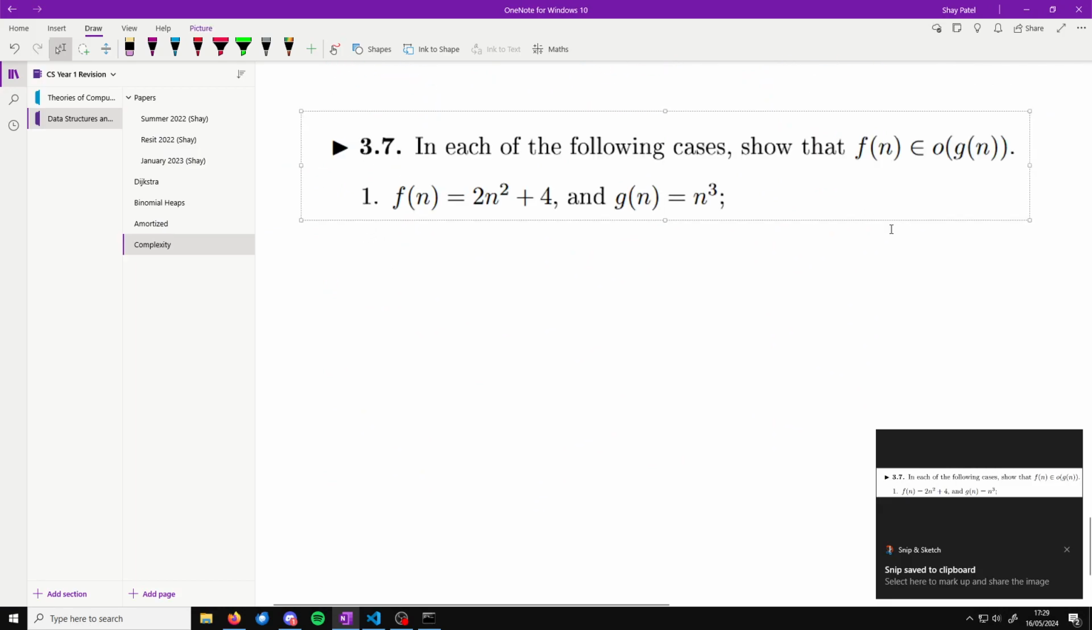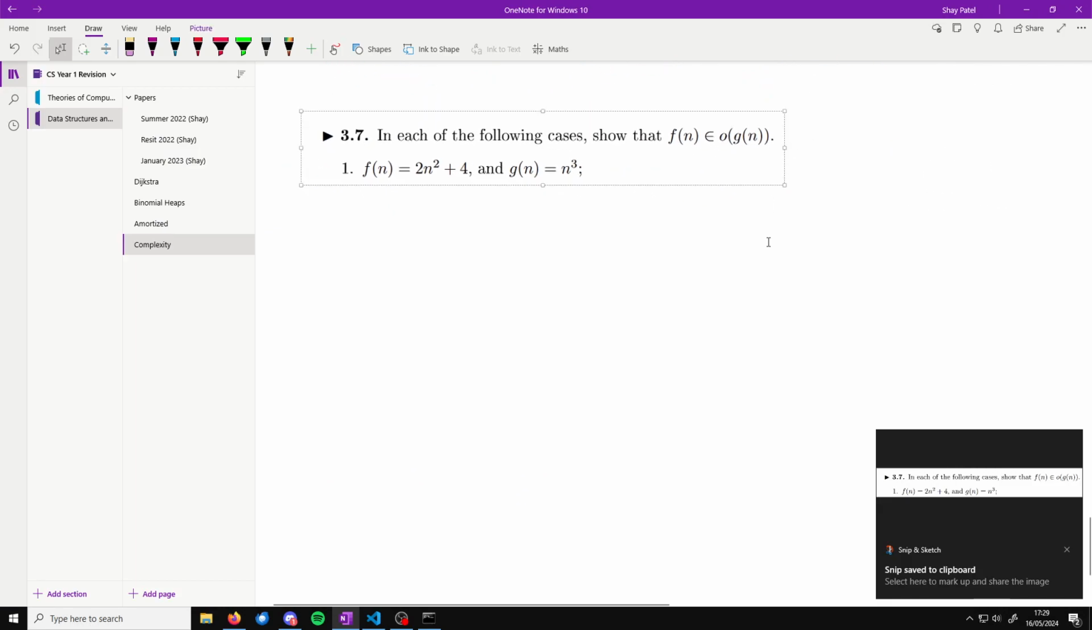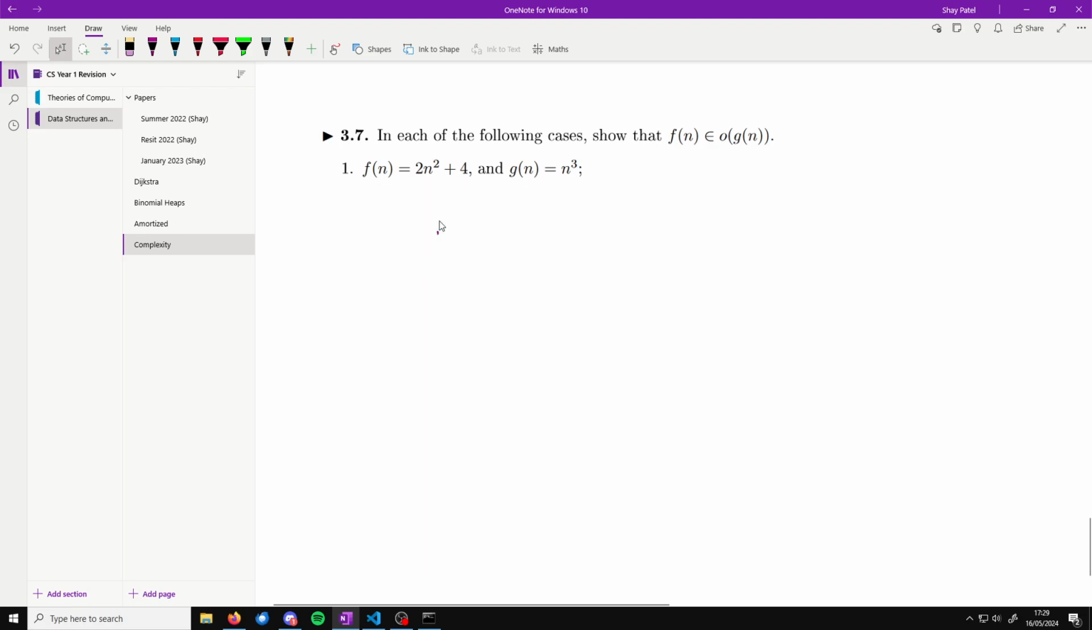This is probably my favourite one. We want to show that f of n is in little o of g of n. So we want to show that 2n squared is in little o of n cubed, which means that as we take the limit as n goes to infinity of f of n, so 2n squared over g of n, n cubed, is equal to 0, or exists and equals 0.